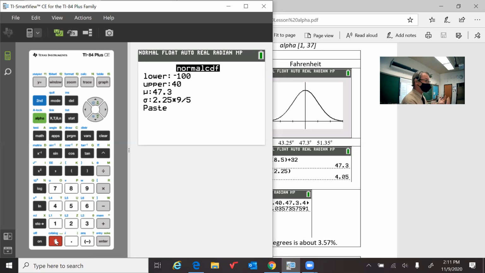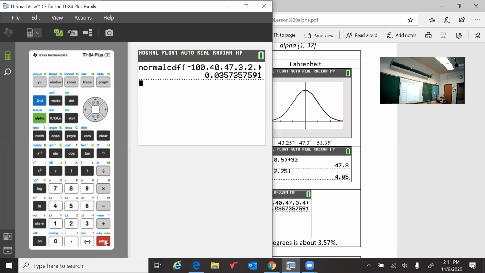Negative 100, you get to 40. Those are values below 40. That's what we want, yes? Then the prompt is, what's the center? The center is 47.3. You got that by doing the transformation to the center that was given from Celsius data. What's the step? That's the 4.05. That's what you want the calculator to do the work. And if you have an older calculator, you have to put those in without the prompts. So you would type left bound, comma, right bound, comma, center, comma, step. And if you have an older calculator, you have to remember that.